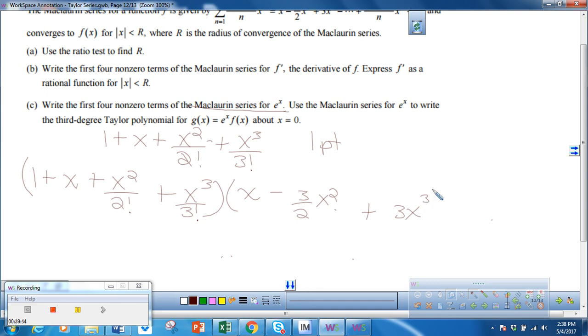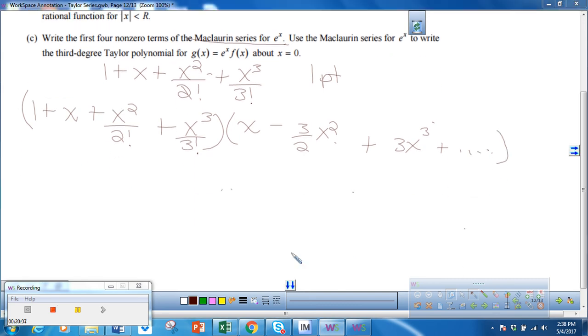Now that looks daunting, right? But the key is they tell you only have to go to the third derivative. So anytime when you're multiplying, anytime you get something greater than the third derivative, you can stop. Dot, dot, dot. I'm just saying it continues. Okay. So as I multiply this, I'm going to go back and use FOIL.